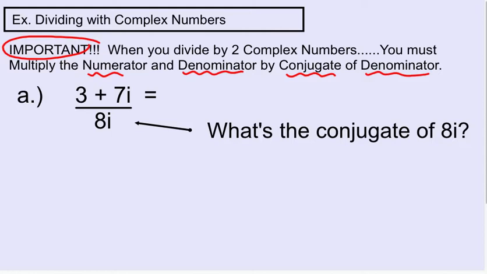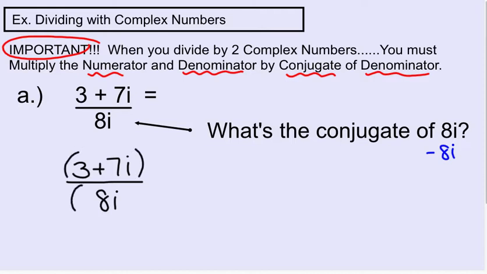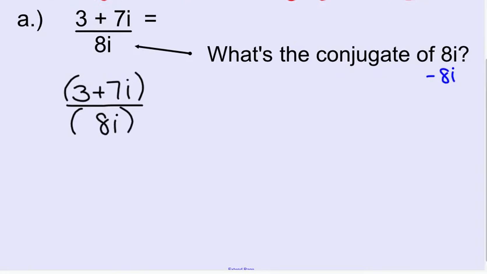So you're taking a complex number and dividing by a complex number. Off to the side, ask yourself, what's the complex conjugate of 8i? Well, that is negative 8i. So we're going to multiply the numerator and the denominator by negative 8i. I'm just going to rewrite the original question as a fraction, 3 plus 7i, dividing it by 8i. I'm going to throw parentheses around here, and now I'm going to multiply the numerator and the denominator by negative 8i.